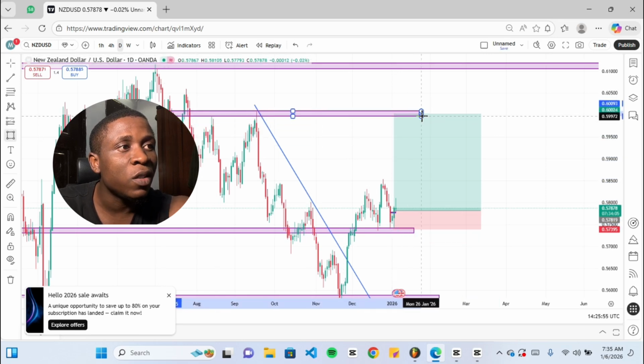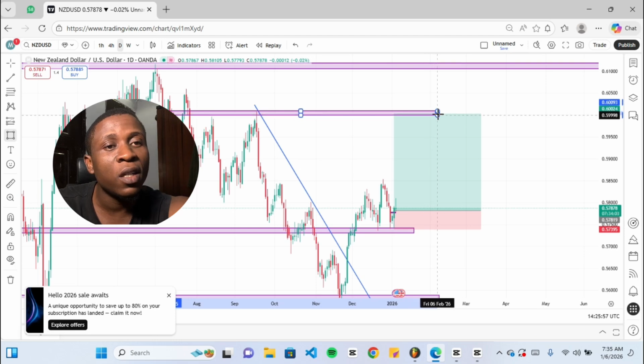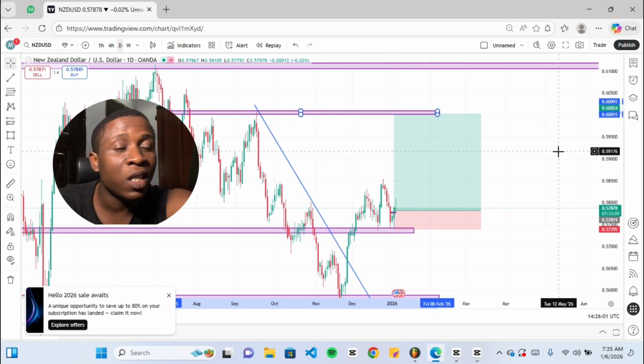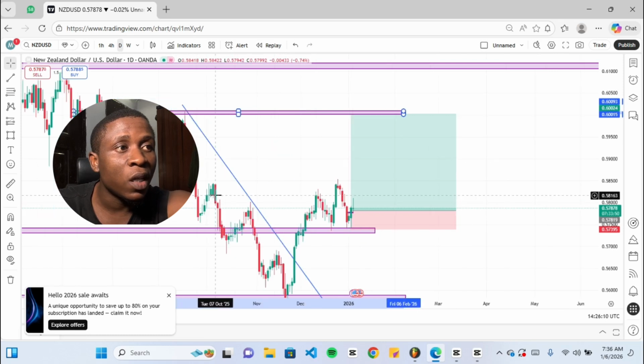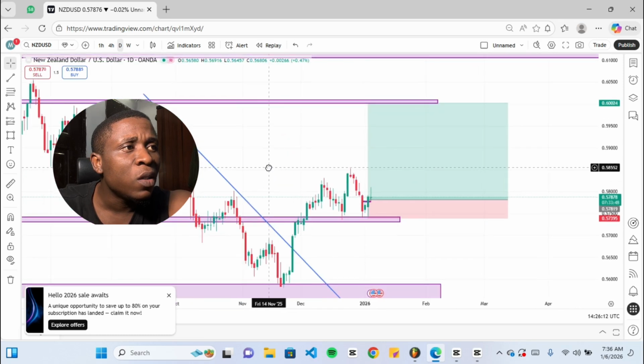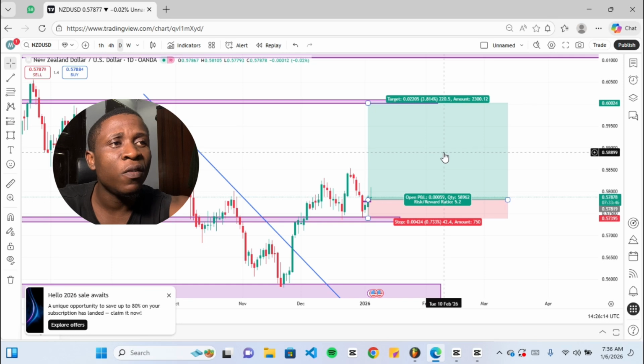But this is not the kind of trade you enter now and then expect to see profits in 2-3 days. I enter the trade, it can take me weeks. Yeah, if it takes weeks, I will be so happy, and then that will give me fewer trades to enter. And so this trade is actually 1:5.